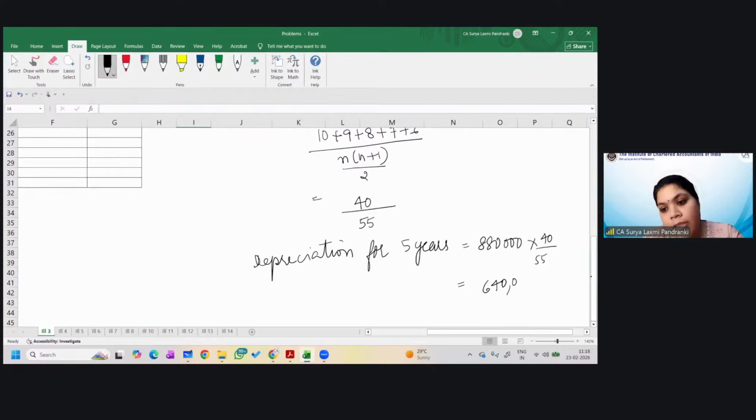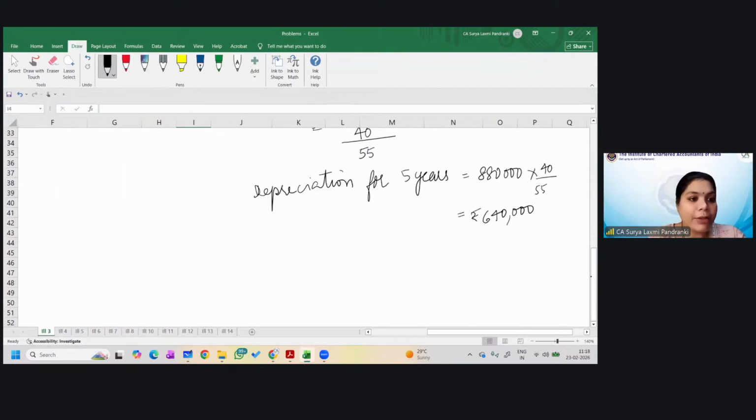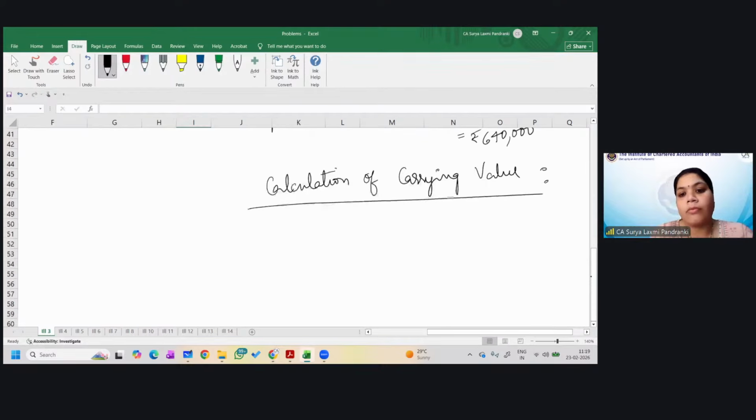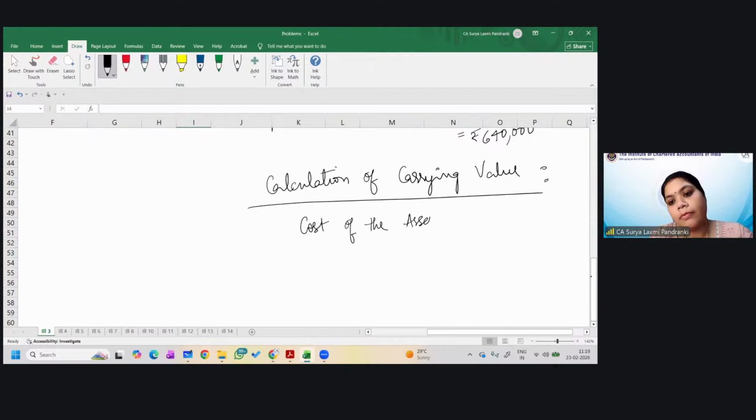6,40,000 rupees is the depreciation. But we want the carrying value, right? We want carrying value. What is the balancing figure? We need that. So for calculating the balancing figure, cost minus depreciation for 5 years. If you take these two, then you will get your carrying value, right?